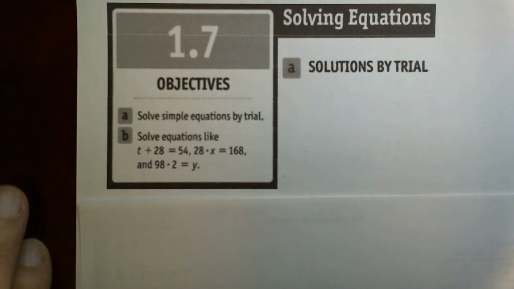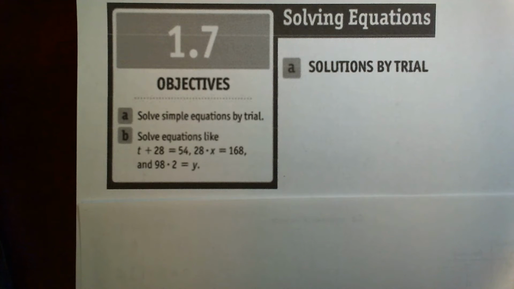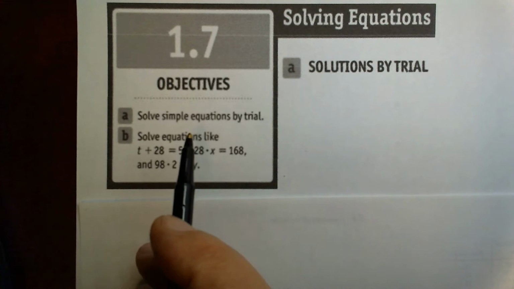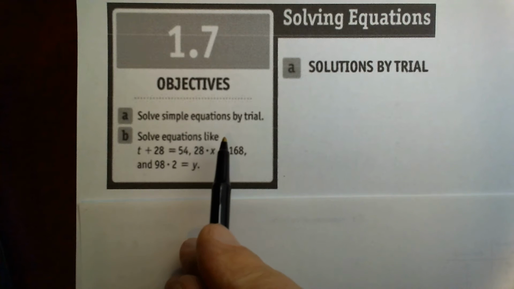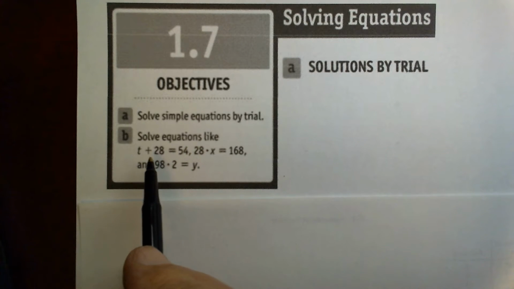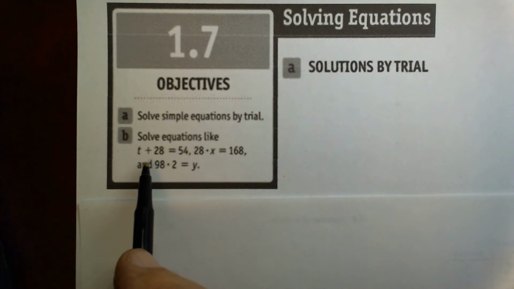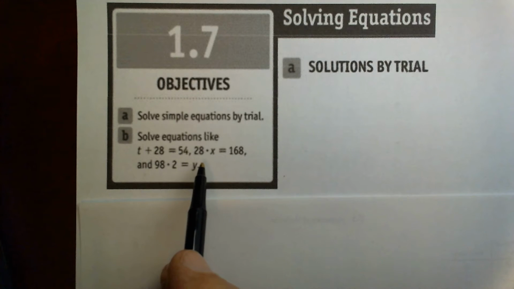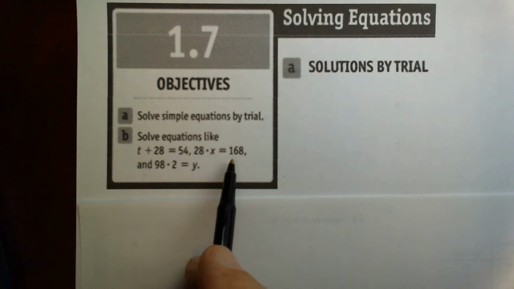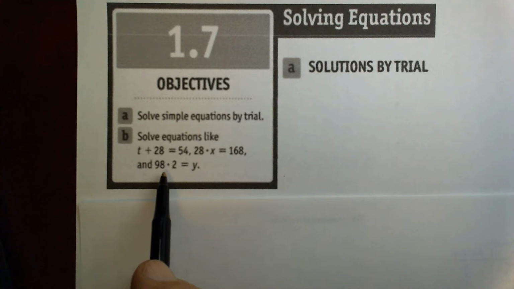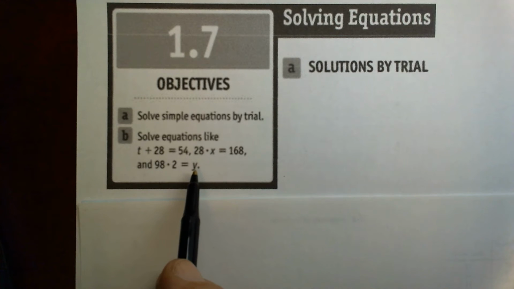Section 1.7 is about solving equations. And so we have two objectives. One would be to solve equations by trial, and then we solve equations such as t plus 28 equals 54, or 28 times x equals 168, or 98 times 2 equals y in a more systematic way.